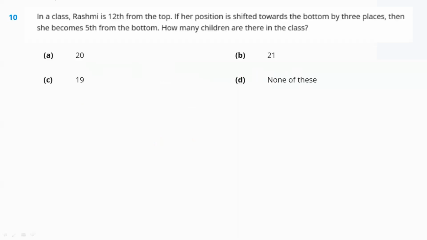Next, in a class, Rashmi is 12th from the top. If her position is shifted towards the bottom by 3 places, then she becomes 5th from the bottom. How many children are there in the class? So let's start from here. Rashmi is 12th from the top, so first there are 11 children, and then she is the 12th one, which is Rashmi.